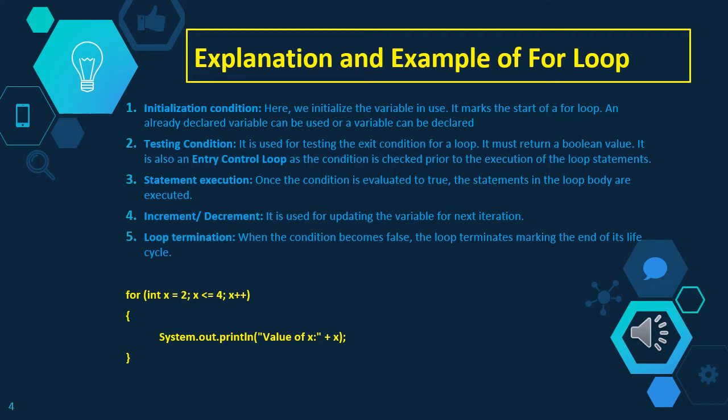So here is an example of for loop. In the for bracket, int x equals 2 is the initialization condition, x less than or equal to 4 is the testing condition, and then the increment, x plus plus. The statement will be System.out.println value of x, so it will print out the value of x with the conditions we have mentioned.